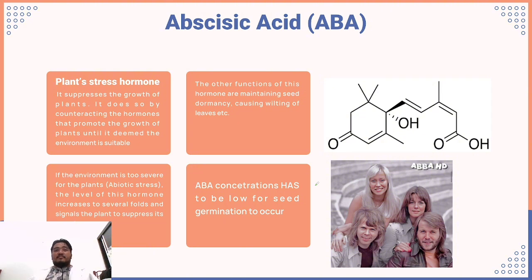The other functions of this hormone are maintaining seed dormancy, causing wilting of the leaves, and so on. An example of the usage of abscisic acid is during winter, where you can see tons of leaves falling down from the trees. A little bit of my note, ABA concentration has to be low for seed germination to occur.